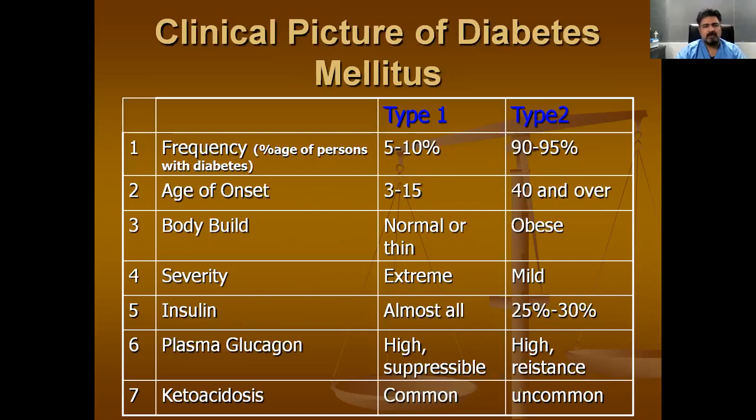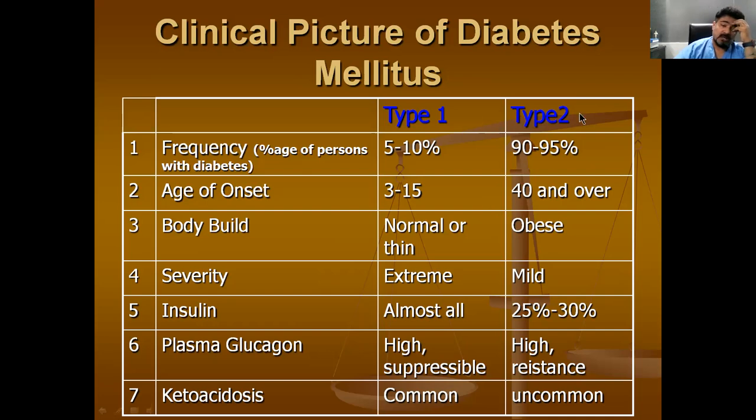So, comparing type 1 and type 2, the frequency or percentage of people with diabetes: type 1 is 5 to 10%, and 90 to 95% are type 2. Clinical picture: age of onset is 3 to 15 years in type 1 and 40 and plus in type 2. Body build is normal or thin in type 1 and obese in type 2. Severity is extreme to mild. Insulin is present in almost all of type 1, and in type 2 only 25 to 30%. Plasma glucagon in type 1 is high and suppressible, and in type 2 it is resistant.